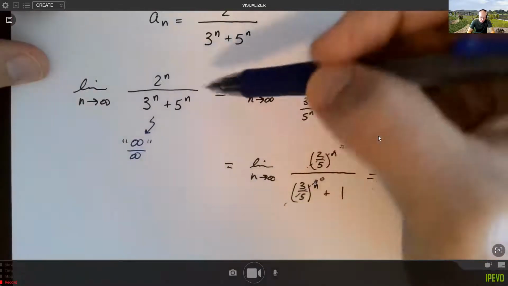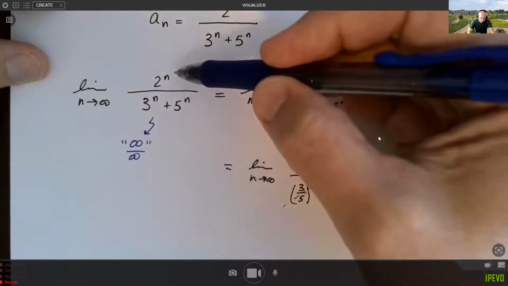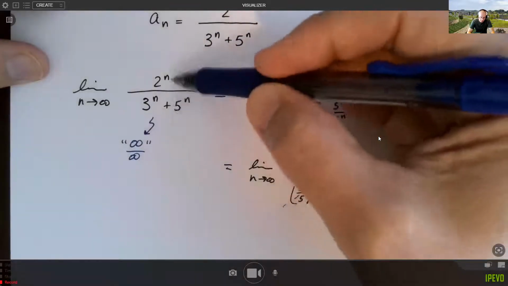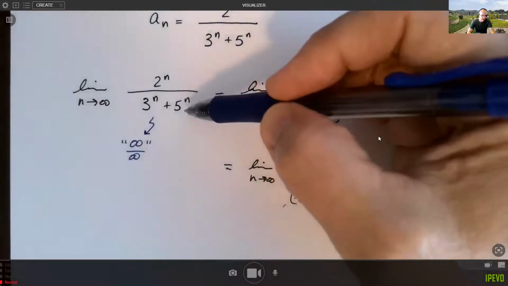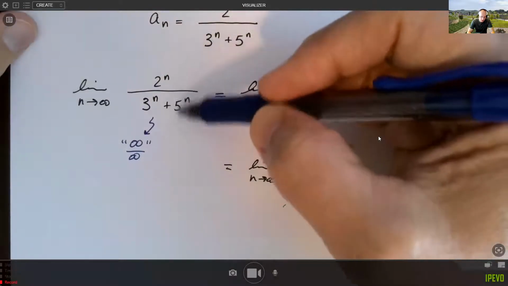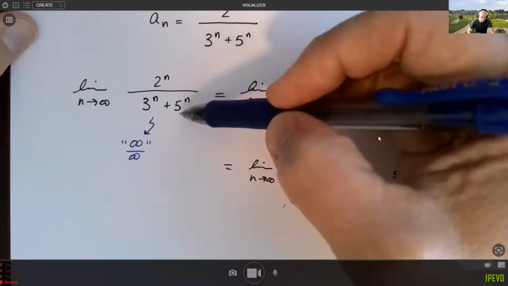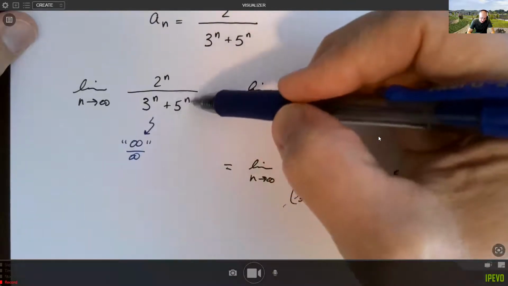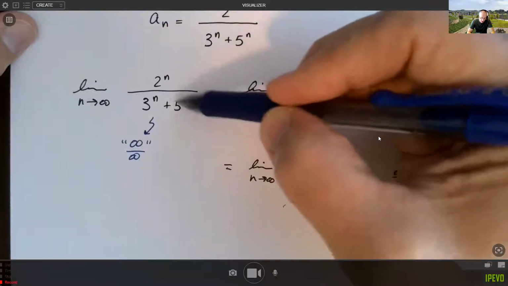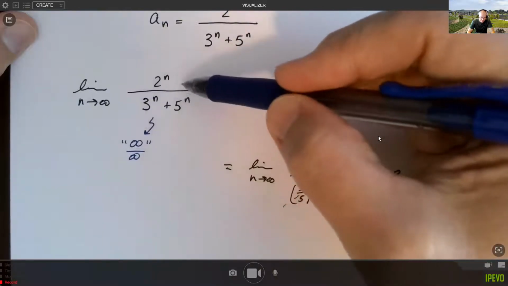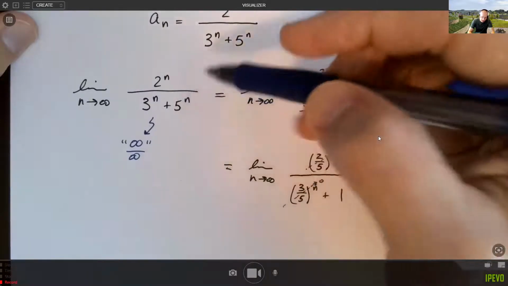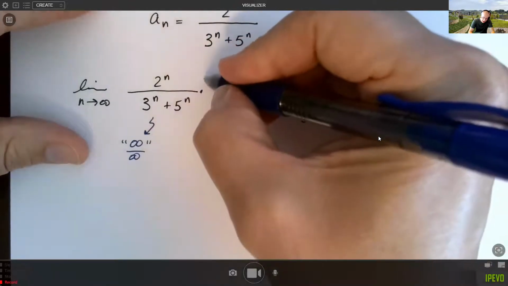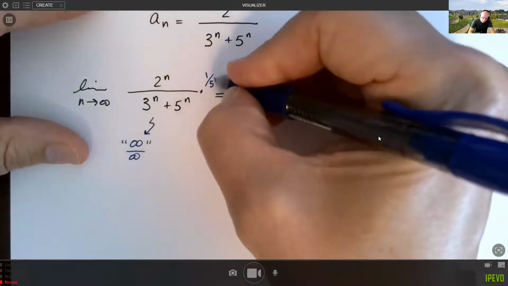However, if you remember when we're dealing with polynomial functions, if we have a ratio of polynomial functions, one trick was to divide numerator and denominator by the highest degree term in the denominator. These are not polynomial functions, they're exponential functions, but we can do a similar thing, and that is in the denominator here, 5 to the n is growing more rapidly than 3 to the n. So what I'm going to do is divide both the numerator and the denominator by 5 to the n, or if you want to think about it, multiply top and bottom by 1 over 5 to the n.